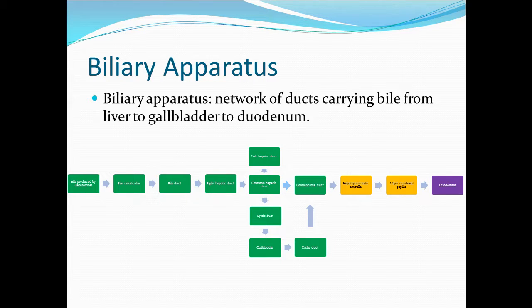Okay, there's this thing called the biliary apparatus. This biliary apparatus allows bile to flow through all these different structures. Once again, bile is produced by the hepatocytes. Very good. And that's where we start over here.